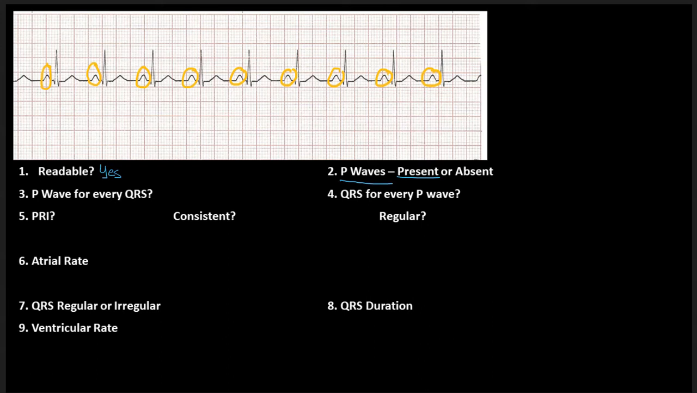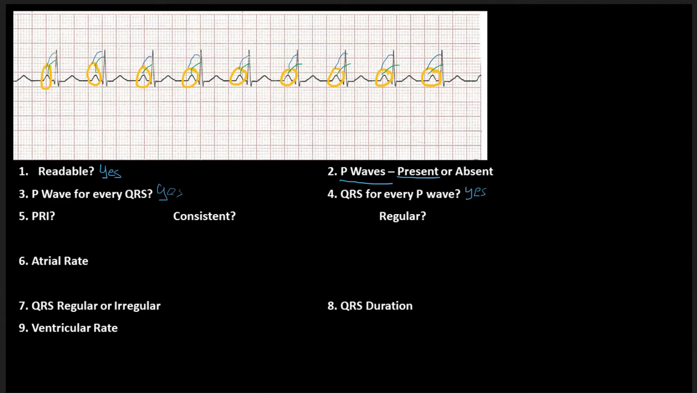Do I have a P wave for every QRS? And when I look at my P wave for every QRS, I'm going to again start here at my left side: P wave QRS, P wave QRS, P wave QRS, P wave QRS. Now I'm going to reverse it. I want to know QRS for every P. So QRS P, QRS P. So when I answer this, I have a P wave for every QRS, a QRS for every P, and my answer to both of these questions is yes.